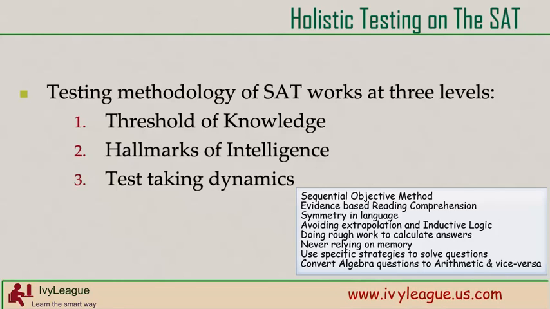This sequential objective method is required in critical reasoning. Such intelligent people understand the concept of picking answers according to needs of scope and relevance to the argument in critical reasoning questions. Such intelligent people understand the importance of evidence-based reading comprehension and keep away from extrapolation and inductive logic. They also have a tendency to look for symmetry in constructing their sentences and keep away from politically incorrect or extreme language. They also do not rely on their memory and have an inclination for doing scratch work or rough work to calculate their answer accurately.